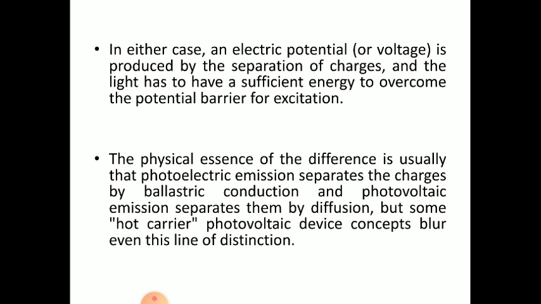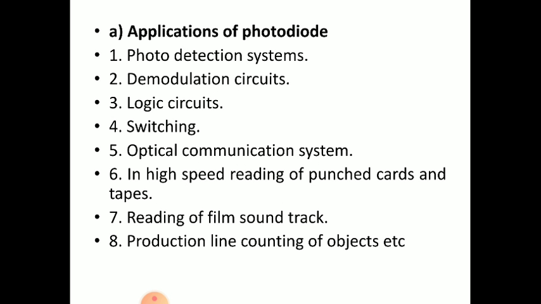The physical essence of the difference is usually that photoelectric emission separates the charges by ballistic conduction, and photovoltaic emission separates them by diffusion. But some hot carrier photovoltaic device concepts blur even this line of distinction. So we don't actually need this line of distinction. It is considered as directly the production of voltage or current because of the light intensity without applying any external voltage.